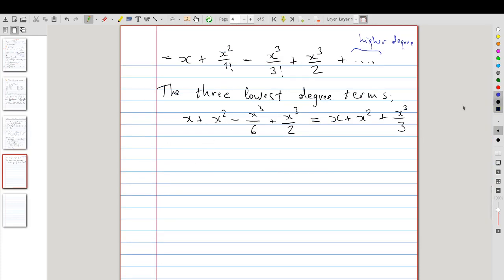So to make an illustration of the division of power series, let us answer the same question. Find the first 3 non-zero terms for another very familiar and useful function, tangent x.